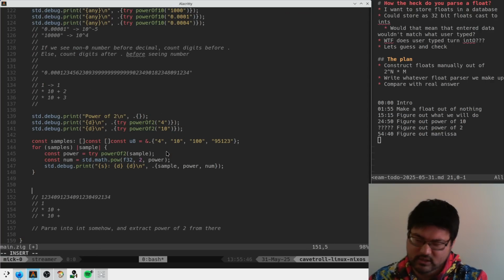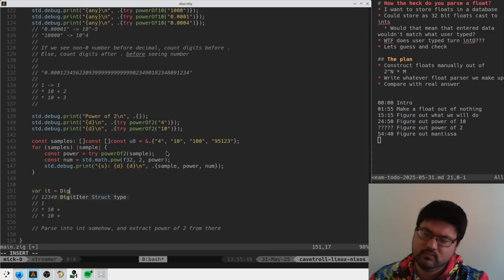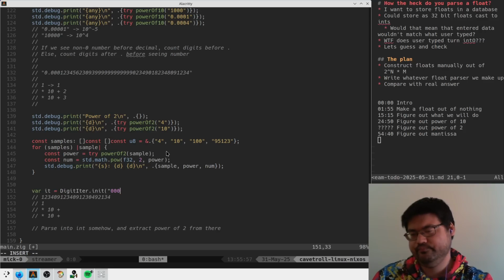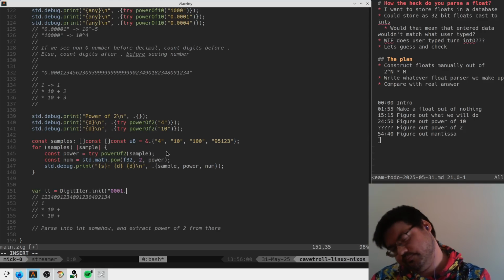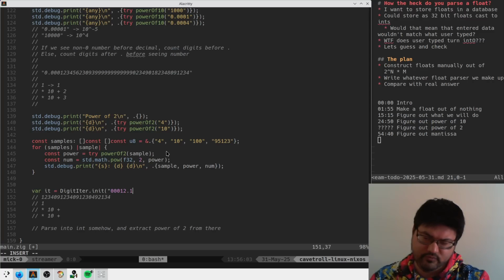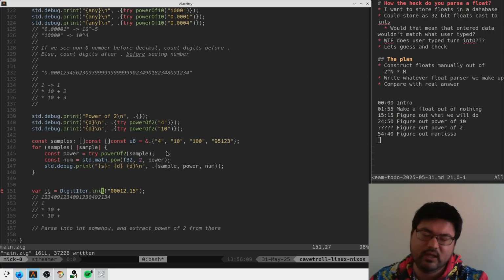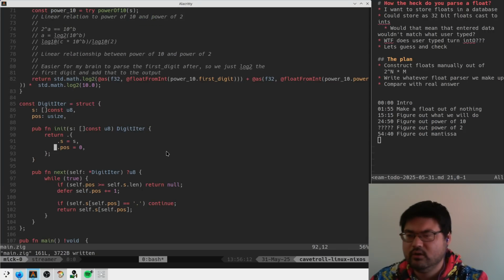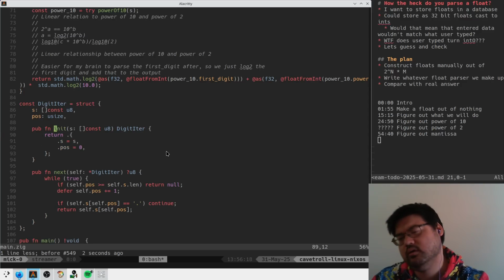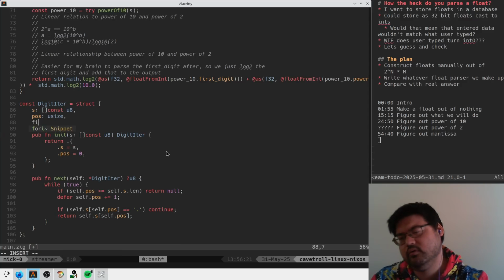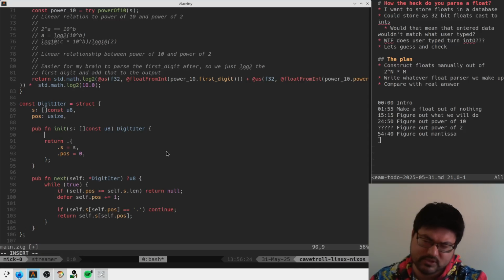Okay, so let's make a digit iterator here. On 0, 0, 0, 1, 12.15 or something, right? Now the problem here is that we need this thing to be clamped to the first digit, which makes it feel like we probably here need to find the first digit position. Yeah.